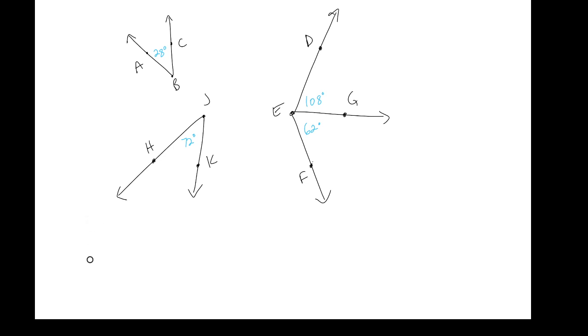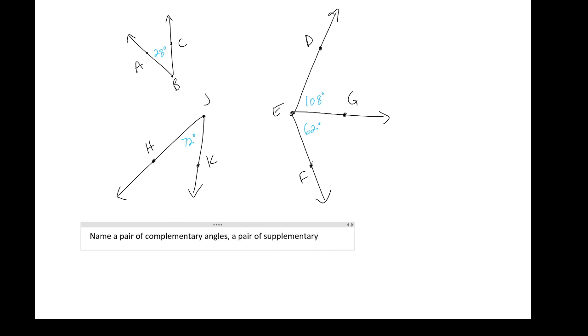What we're going to do in this exercise is name a pair of complementary angles, a pair of supplementary angles, and a pair of adjacent angles. So I want you to take a moment and see if you can identify complementary angles, supplementary angles, and adjacent angles. There's a pair of each in this example.